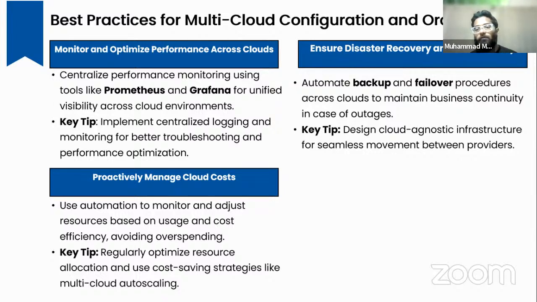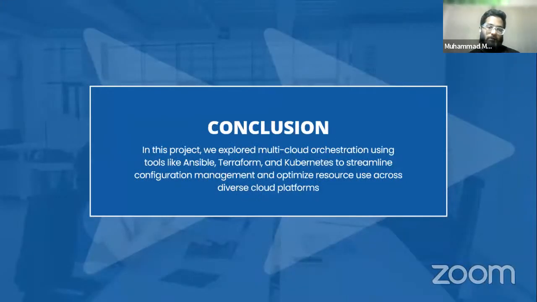Ensure disaster recovery and redundancy. Automate backup and failover procedures across clouds to maintain business continuity in case of any outage. Key tip will be to design cloud agnostic infrastructure for seamless movement between providers. So the conclusion will be we explored multi-cloud orchestration using tools like Ansible, Terraform, and Kubernetes to streamline configuration management, and then we discussed optimizing resources across diverse cloud platforms.